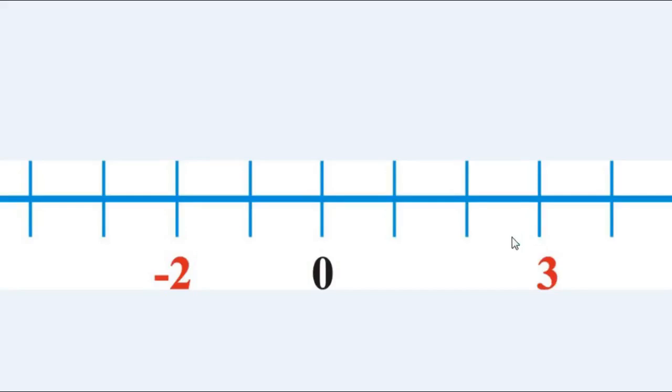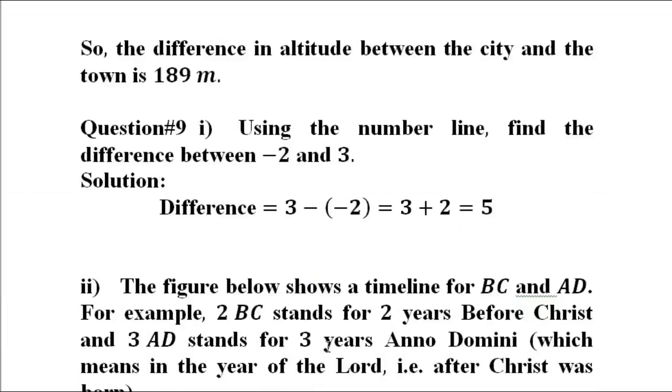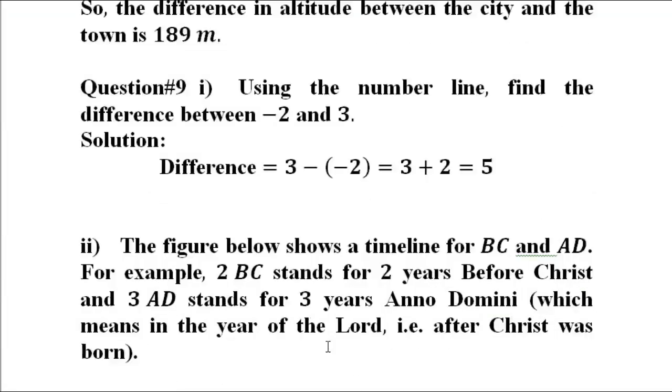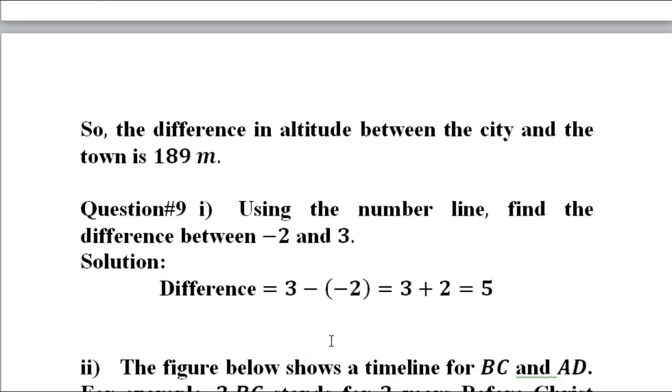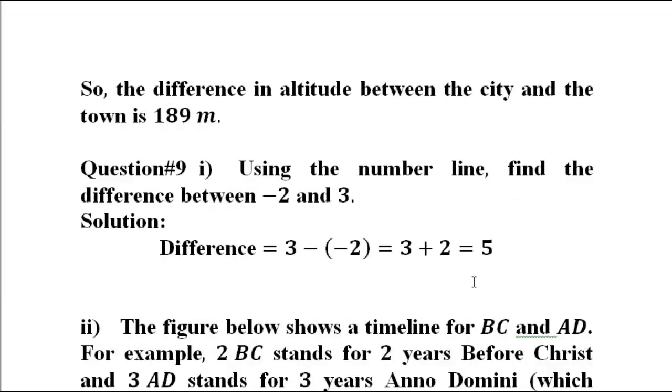Now let's do it mathematically. To find the difference between negative 2 and positive 3, I will subtract negative 2 from positive 3. Since subtracting a negative number is the same as adding a positive value, the expression simplifies to 3 plus 2 equals 5. Therefore, the difference between negative 2 and positive 3 is 5 units on the number line.